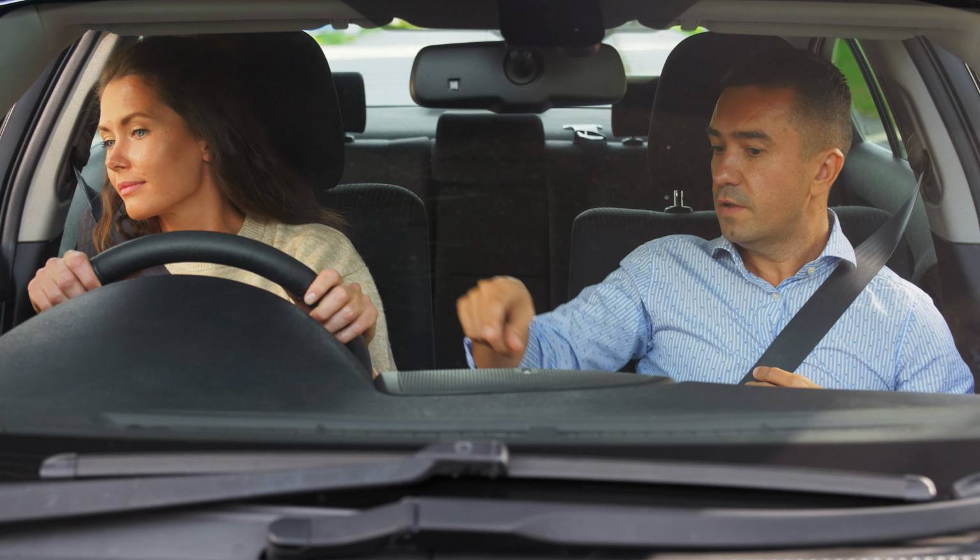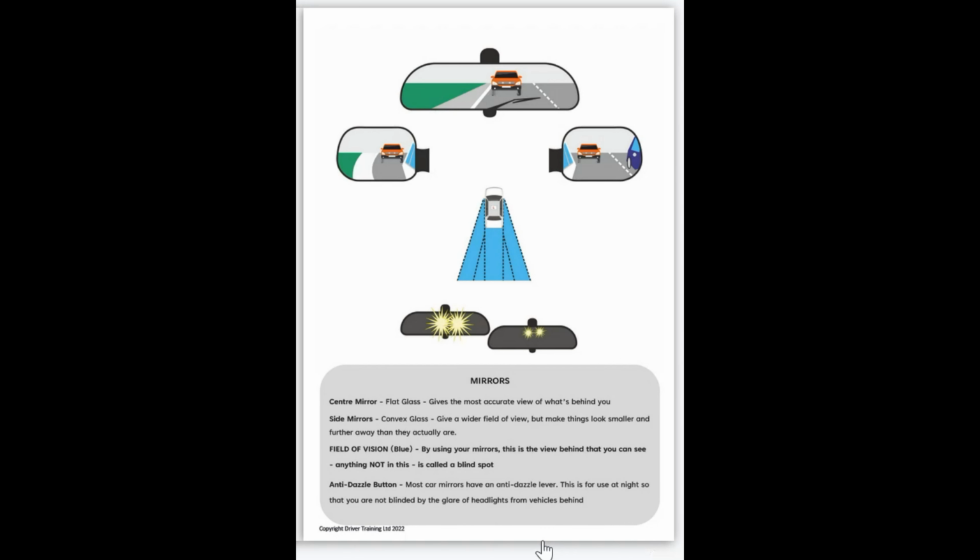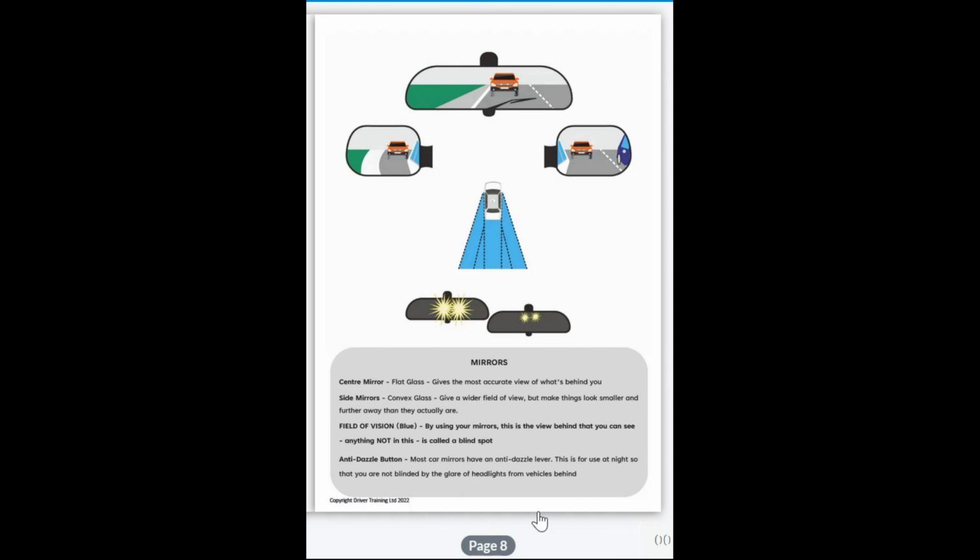The final part, if your mirror has it, is the anti-dazzle button at the bottom. Once they've set the mirror up, you can say, is it a daytime view or nighttime view? Because if the anti-dazzle is on, of course, they're going to get a sort of darker image.